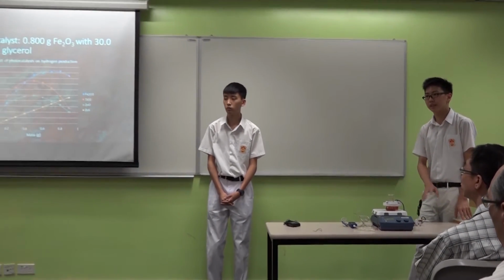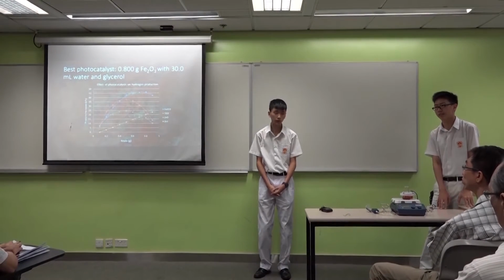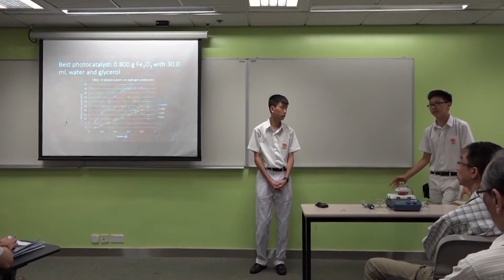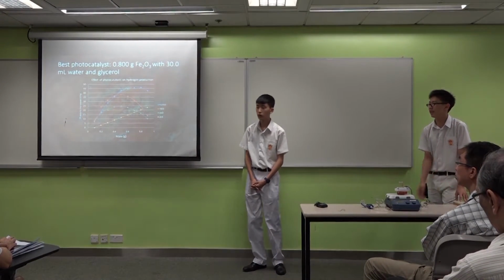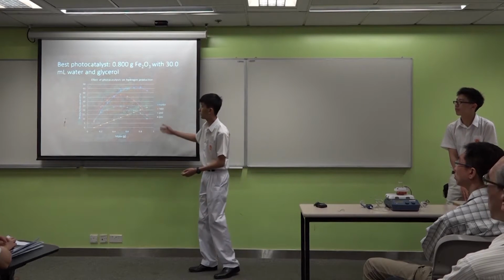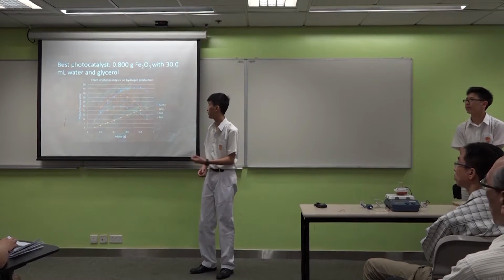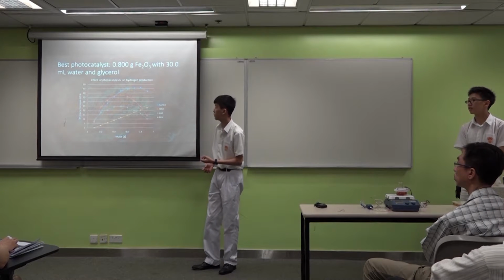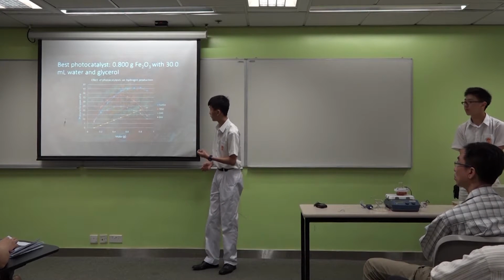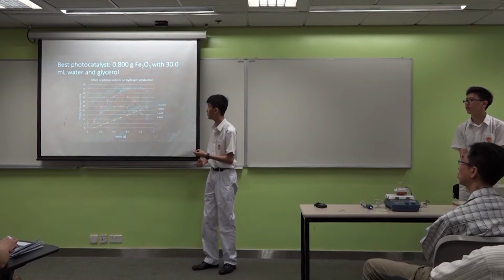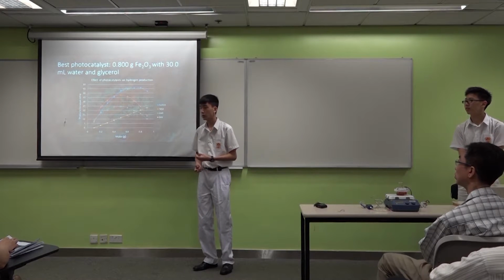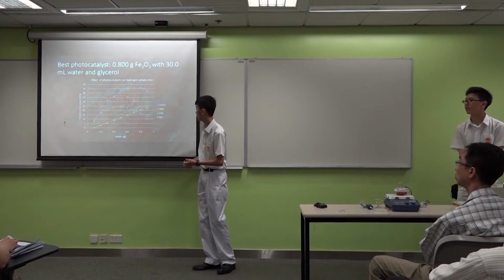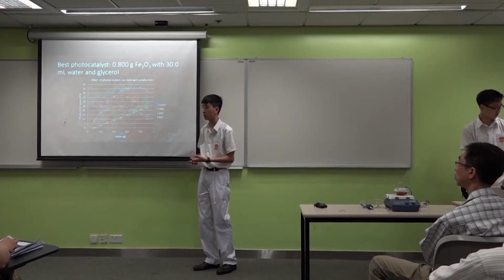There are actually 7 factors in this setup that will affect the amount of hydrogen produced, and the ultimate results will be here. In the first experiment, we would like to find out the best photocatalyst and its optimal mass. We found that 0.8 gram of iron(III) oxide, in a condition of 30 ml of water as well as glycerol, has the best performance among the 4 photocatalysts that we chose.